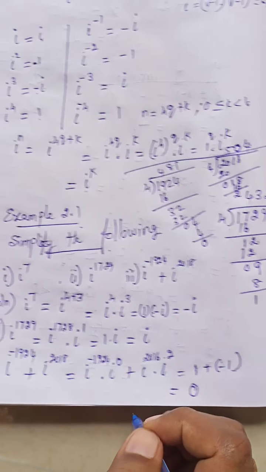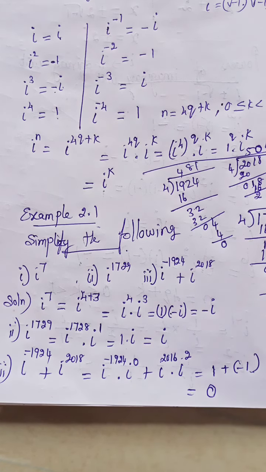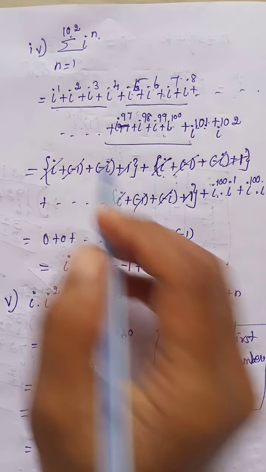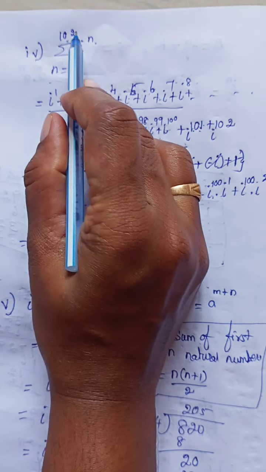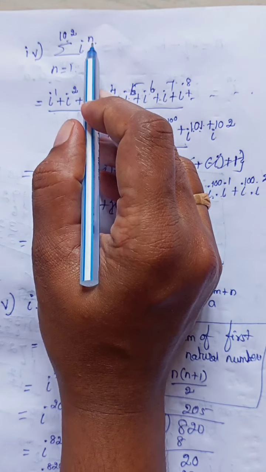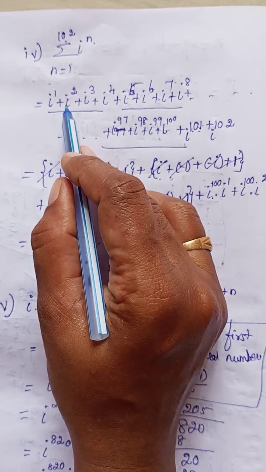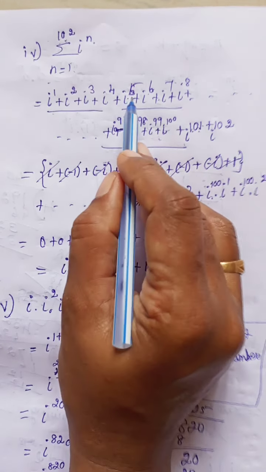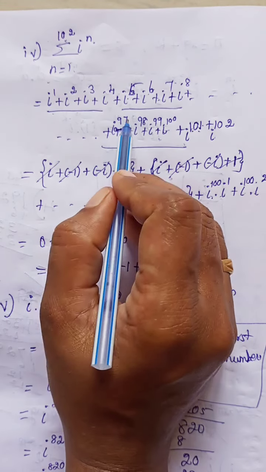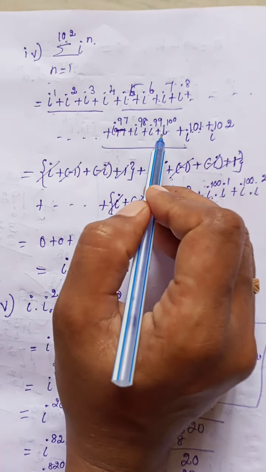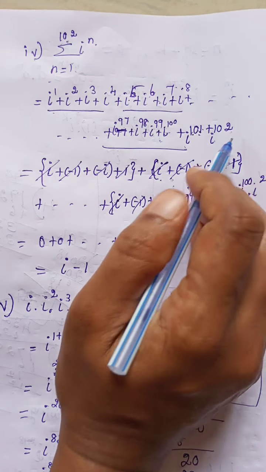Would you understood? Even if we are getting bigger numbers, we know how to find out the answer. Very simple. See that subdivision 4, summation n = 1 to 102 of i^n. So n = 1 to 102. So i^1, i^2, i^3, 4, 5, 6, 7, 8, till etc. Say i^97, i^98, i^99, i^100, i^101, i^102.